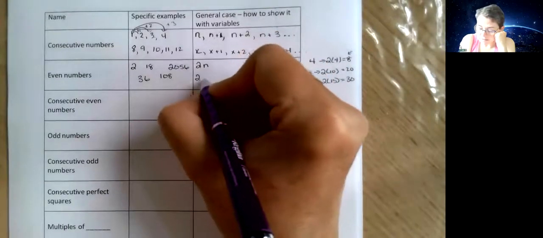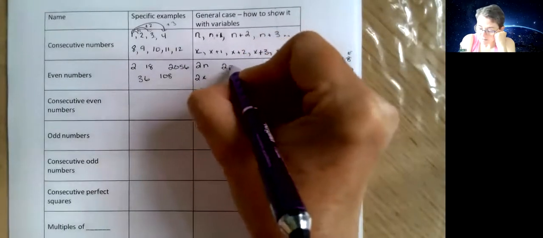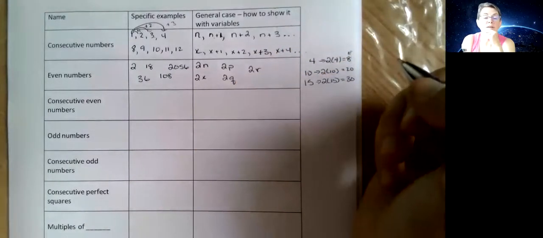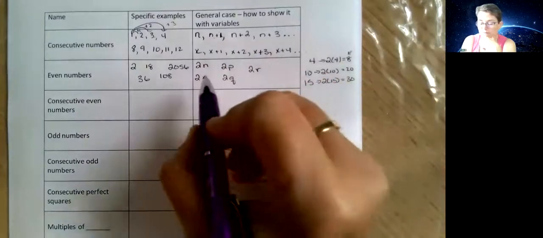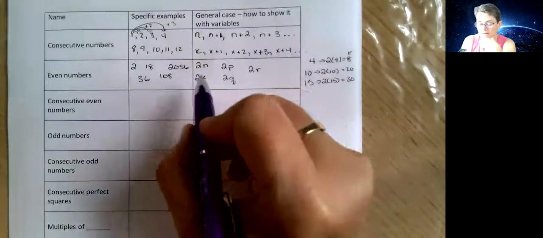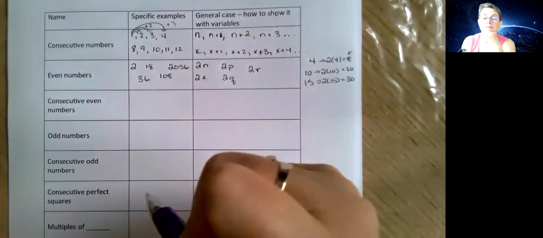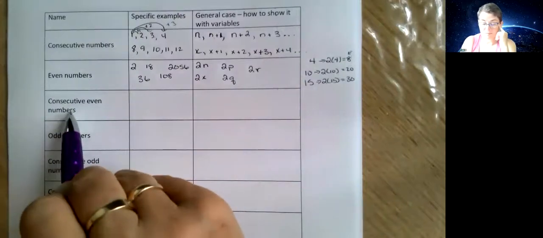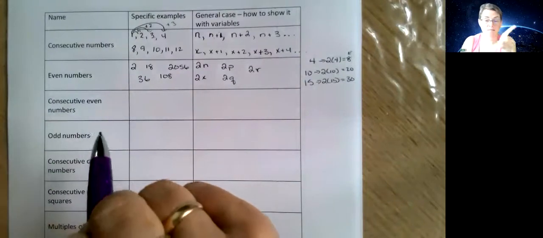Okay, so we have to be careful. If this question just generally says even numbers, 2n, 2x, 2p, 2q, 2r, whatever you want. Use whatever variables make you happy. Because what we want to show is that these are all not connected. Now, I'll go with this one, and this will make sense.